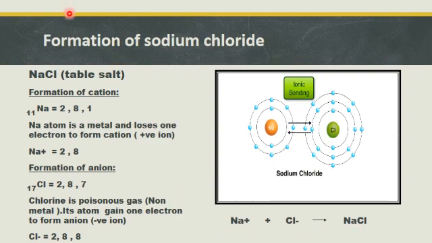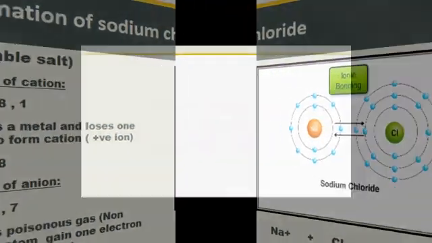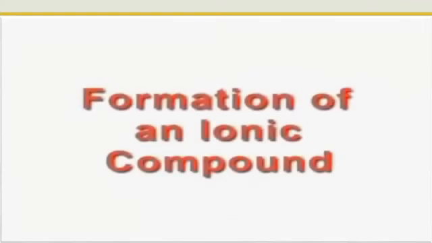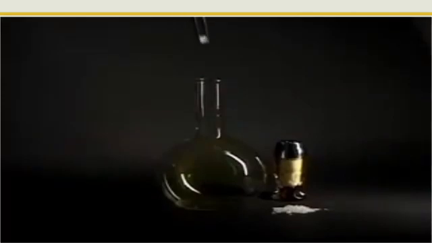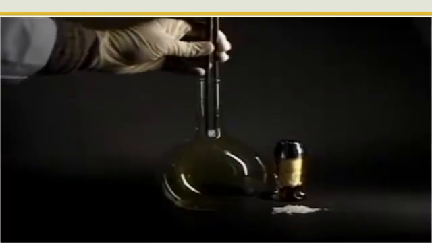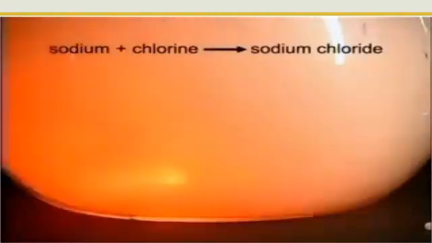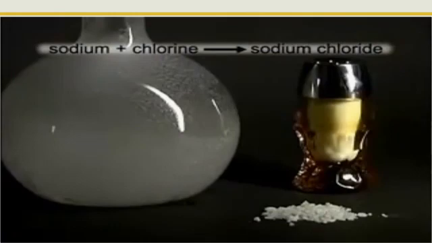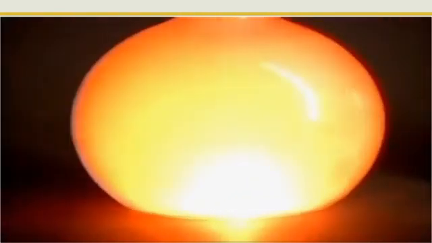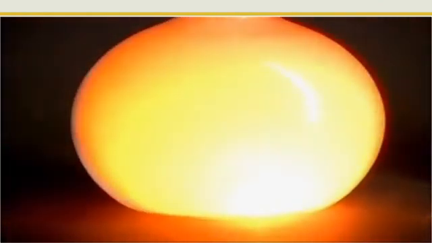As you can watch, you can see practically how this compound is formed experimentally. Let's watch. When a piece of sodium metal is added to a flask of chlorine gas, a vigorous reaction takes place that releases a lot of energy, and sodium chloride, common table salt, forms. The chemical details of sodium chloride formation are similar to the formation of many other simple ionic compounds.